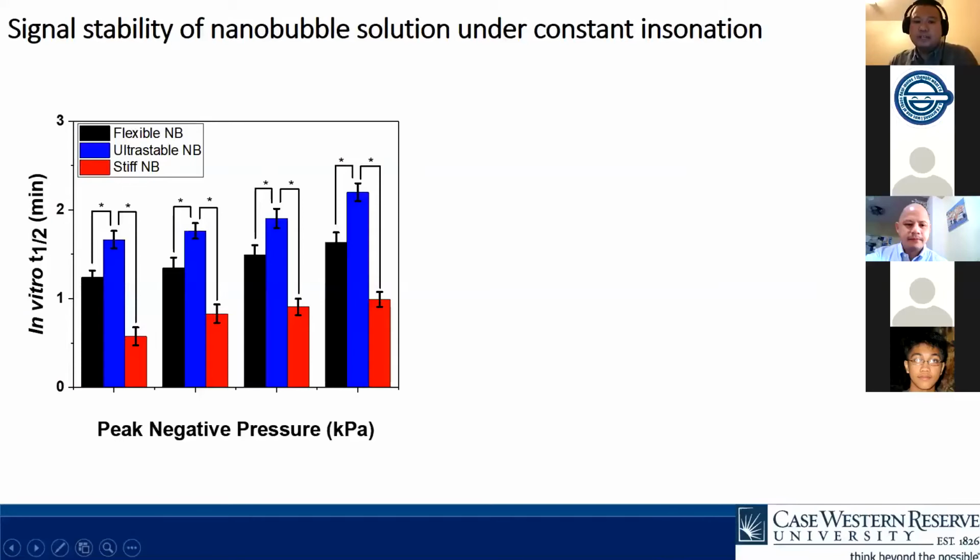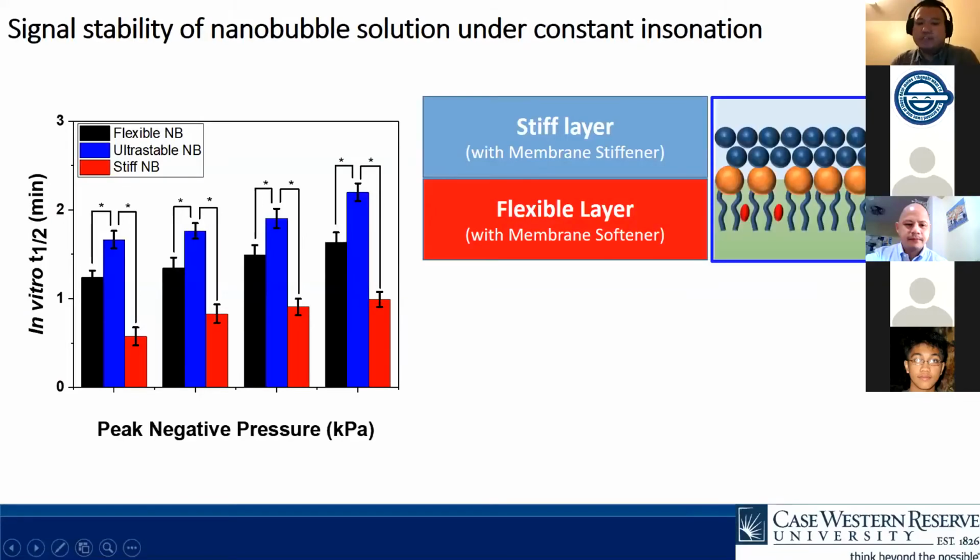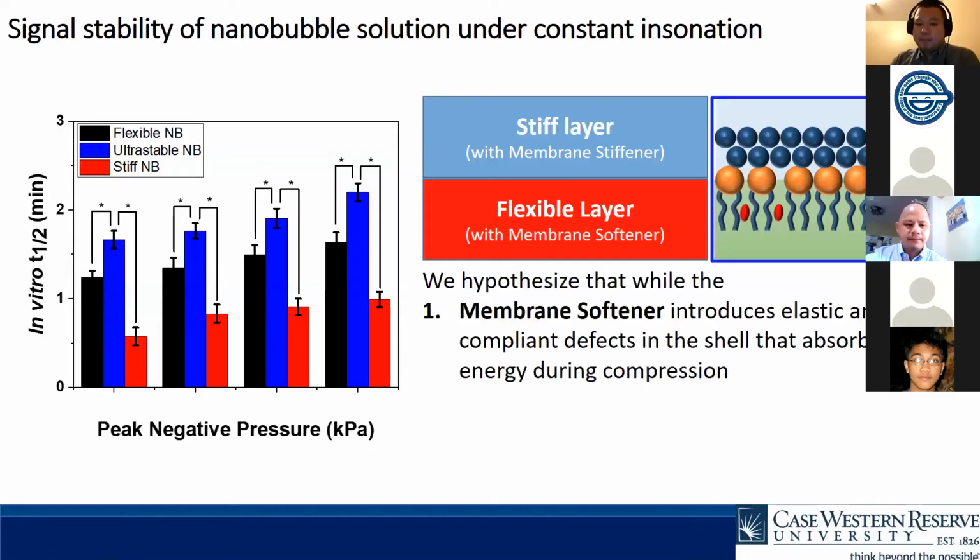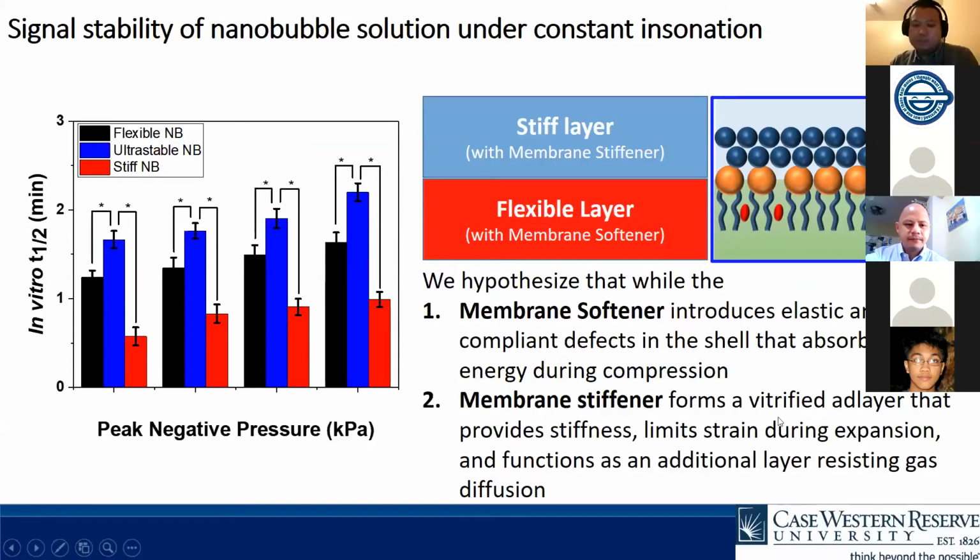So we are thinking that this, again, is due to the fact that we have both a stiff layer and a flexible layer in the formulation. The membrane softener introduces elastic and compliant defects in the shell that absorb excess energy during compression. And the membrane stiffener forms a vitrified layer that provides stiffness, limits strain during expansion, and functions as an additional layer resisting gas diffusion.